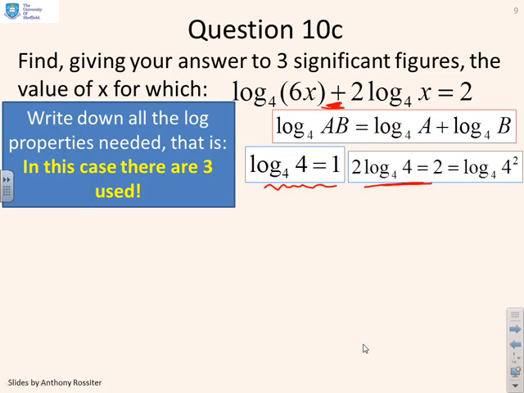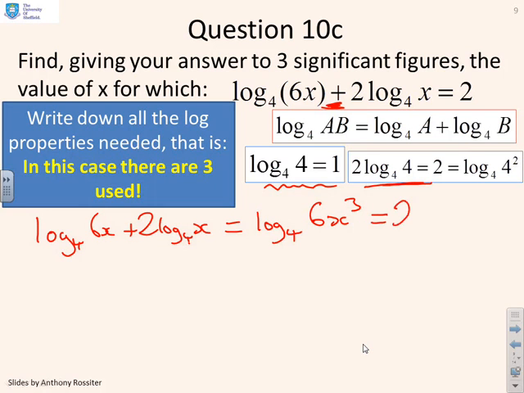So first then, we're going to write down using the product rule that log 4 of 6x plus 2 log 4 of x is going to be equal to log 4 of 6x cubed, because obviously 2 log 4 of x is the same as log 4 of x squared, and this is equal to 2.